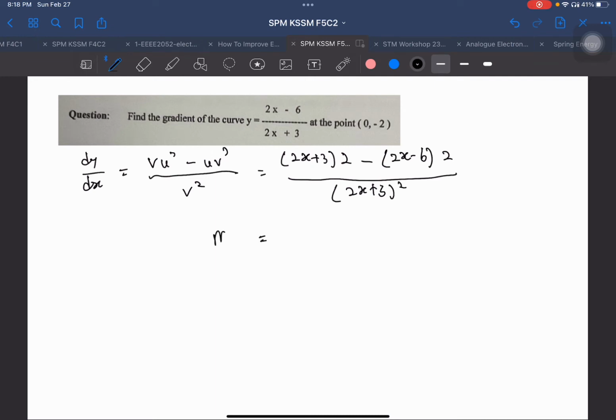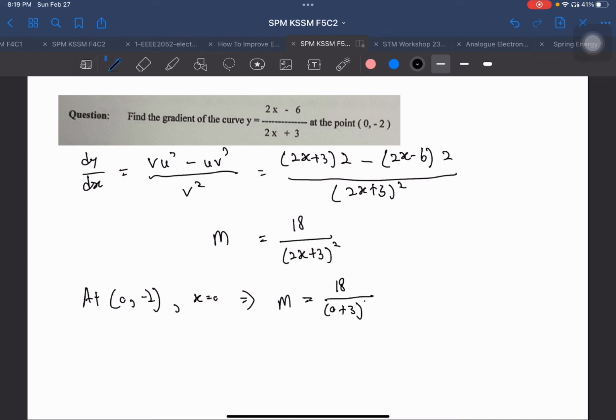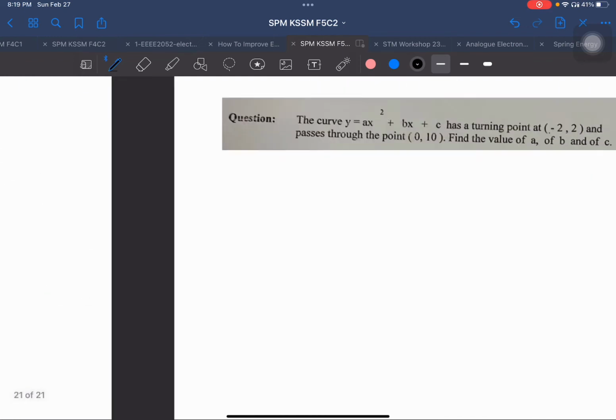So simplify this. You get the equation of the gradient of the tangent. At the point of tangency, x equals 0. Therefore, what is your gradient at that point? Just plug in the value. This is 2, and we are done. Alright, let's move on to the last question.